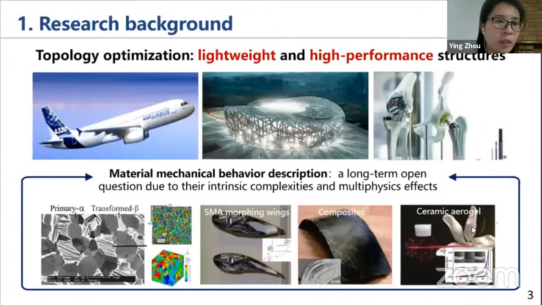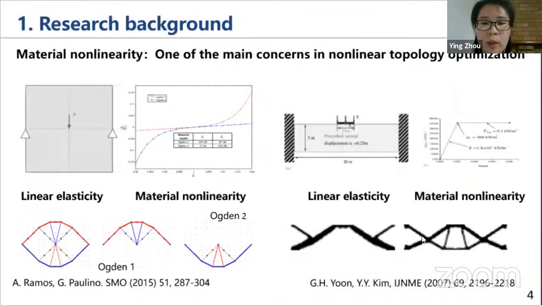Topology optimization has been successfully applied in many fields to design lightweight high performance structures. In different applications, various models and materials are used. The mechanical behavior description of materials remains a long-term open question due to their intrinsic complexities in the macrostructures and the multi-physics effects. Many engineering structures are beyond the scope of linear elasticity, and the material nonlinearity is a main concern. Different structures can be obtained if material nonlinearity is considered.